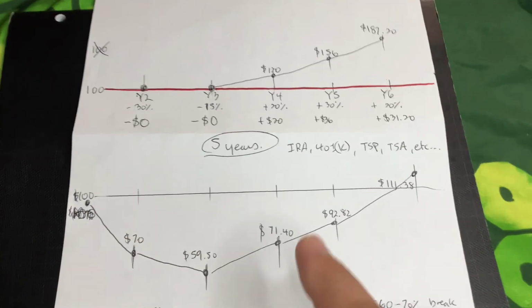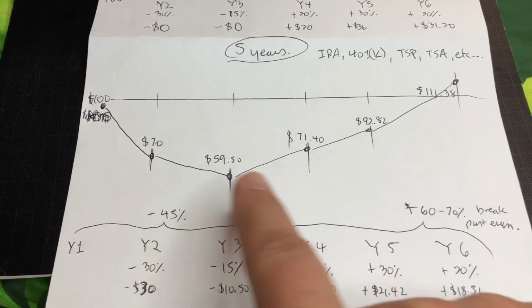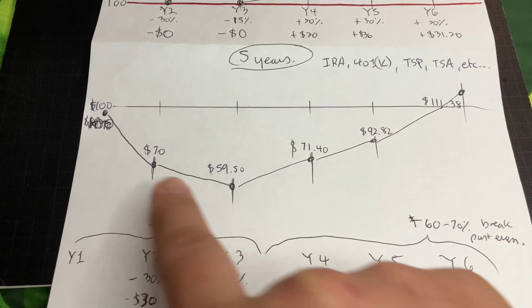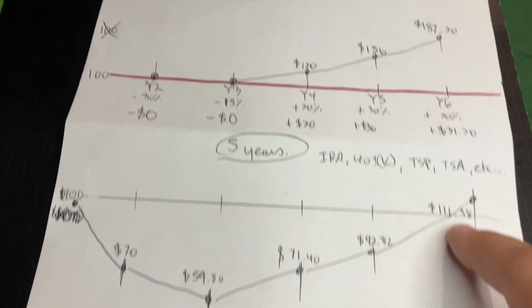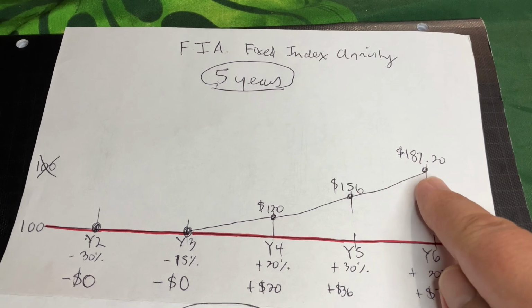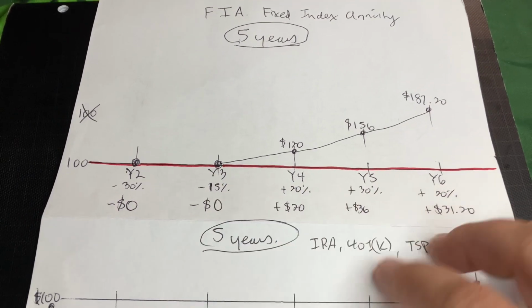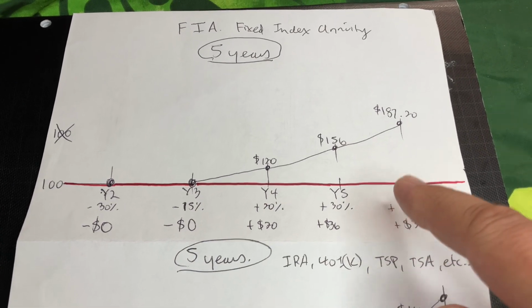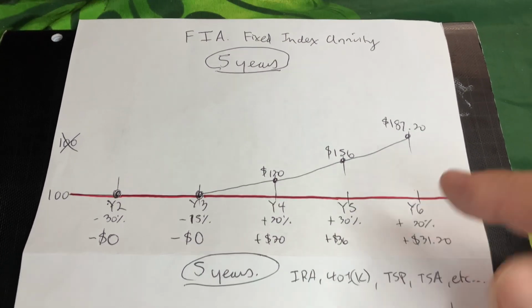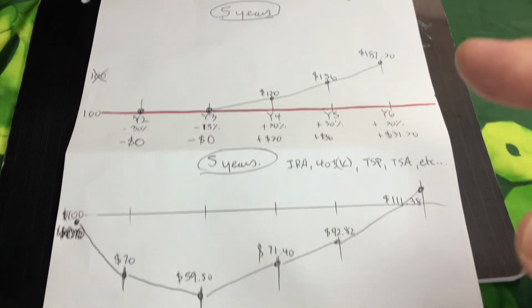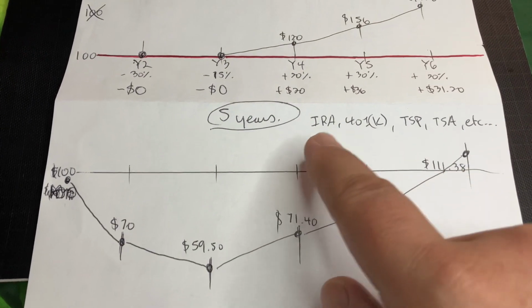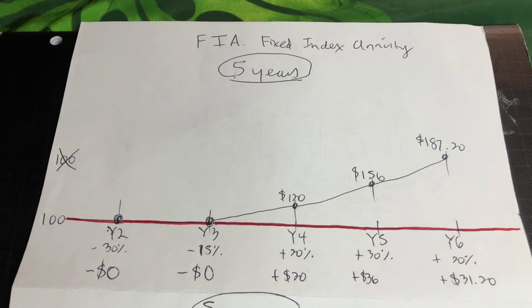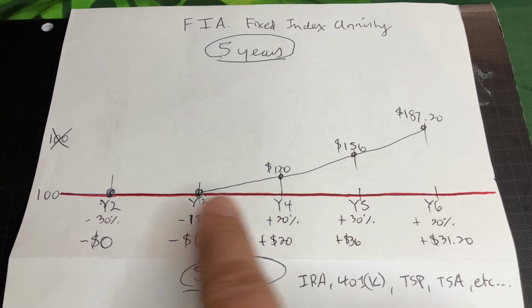Comparing this to this one, where you can see the loss in your regular retirement plan, you only gained $11.38 over the course of 5 years versus $87.20 over the course of 5 years. This is the power of a fixed index annuity, where it mimics the market. It's not completely in the market like these ones. These go down, that's why there's loss. But with a floor, you have protection.